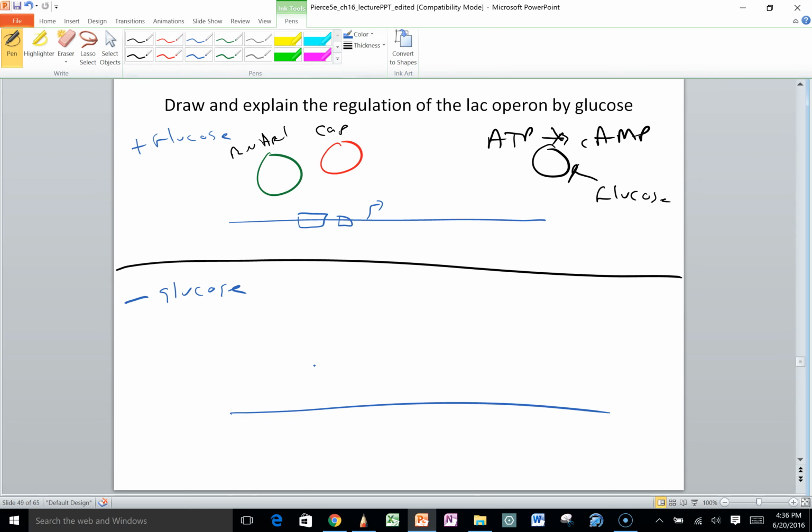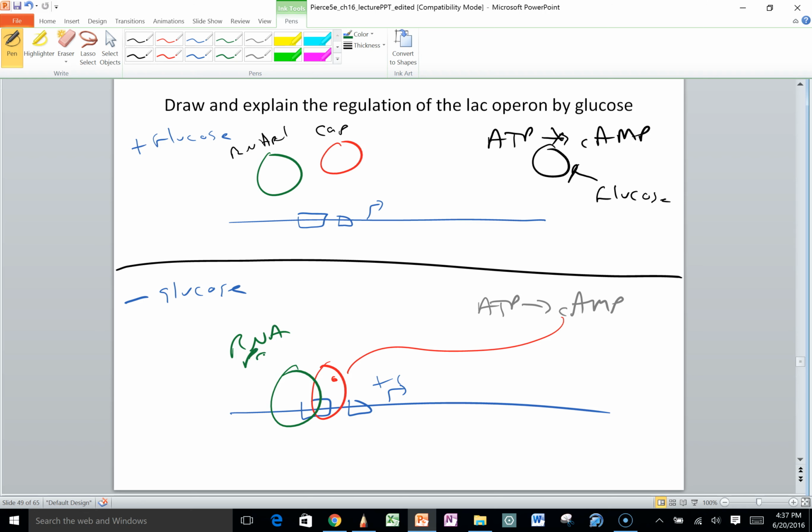Minus glucose, ATP gets converted to cyclic AMP. Cyclic AMP binds onto CAP. CAP binds to the promoter. Now RNA polymerase can bind the promoter, and now we can transcribe the gene. But whether or not we actually transcribe the gene now depends on lactose. So this is sort of a minimal thing that you need.